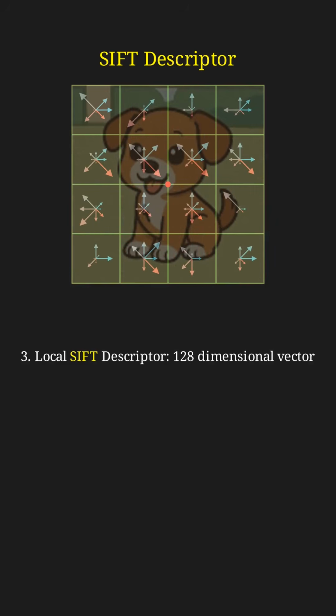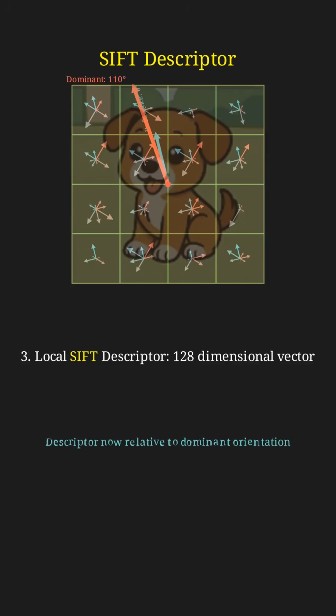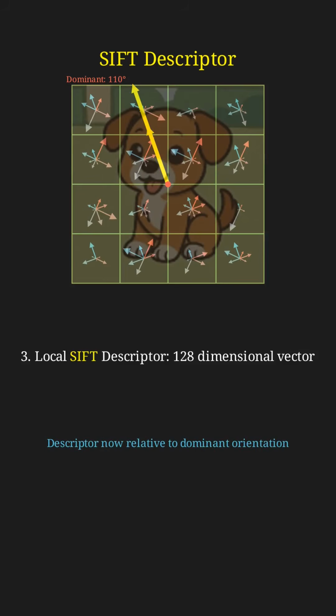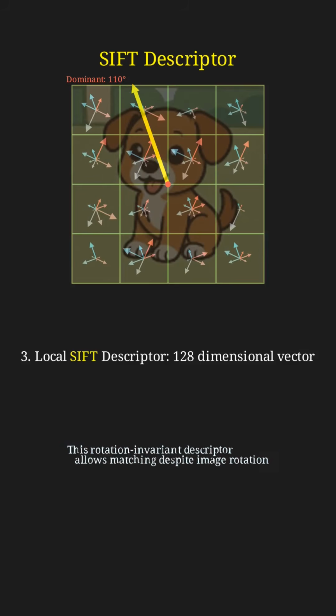Flattening all these values gives us the SIFT descriptor of our object, represented as a 128-dimensional vector. Finally, we rotate the descriptor so it is aligned with the patch's dominant orientation. This step makes the descriptor rotation invariant, so even if our object is found rotated in the image, our computer is able to know what it is. And that's the SIFT descriptor.